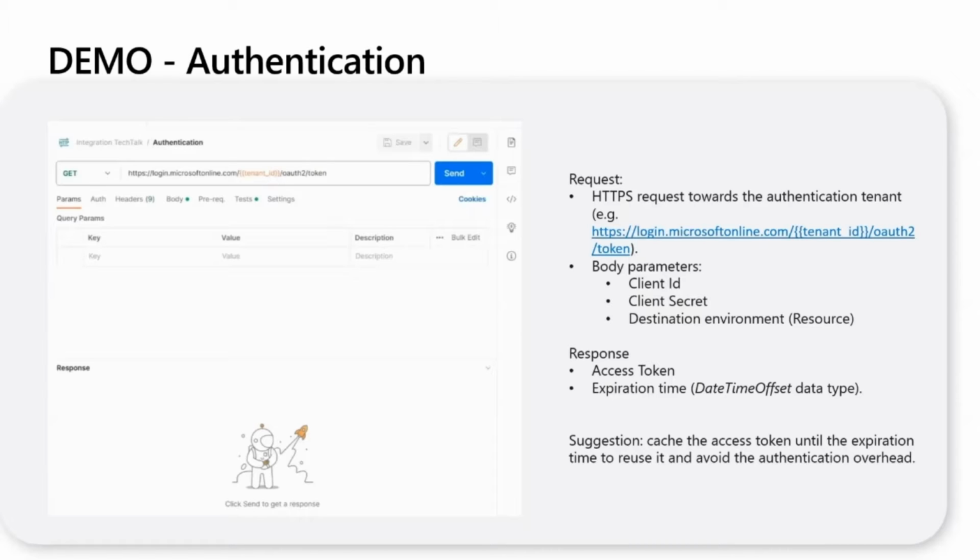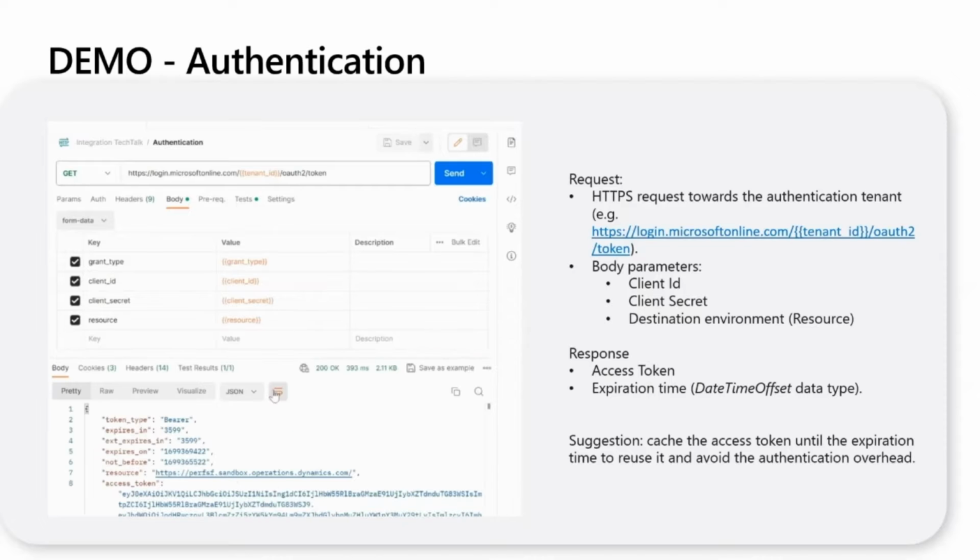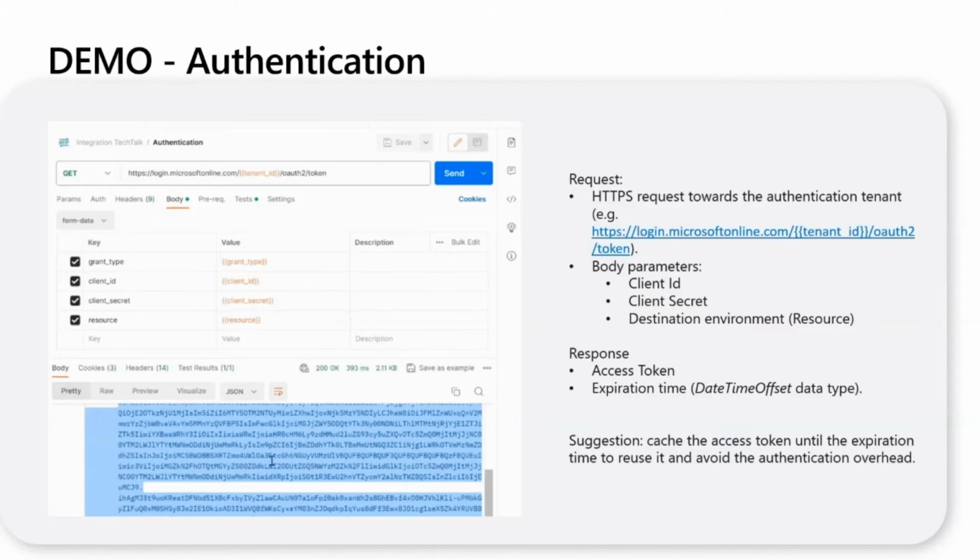In this example, we use Postman to send the request. The HTTP request will be sent to login.microsoftonline.com, and it will require the tenant ID, while the parameters will need the client ID and the secret. The resource is also the environment ID. In the response, you receive the token and the expiration time. The retrieved token usually lasts 1 hour, and it can be reused to avoid repeating the authentication process every time.